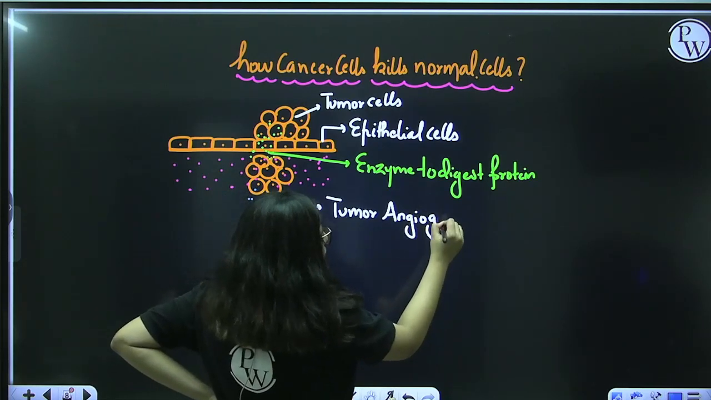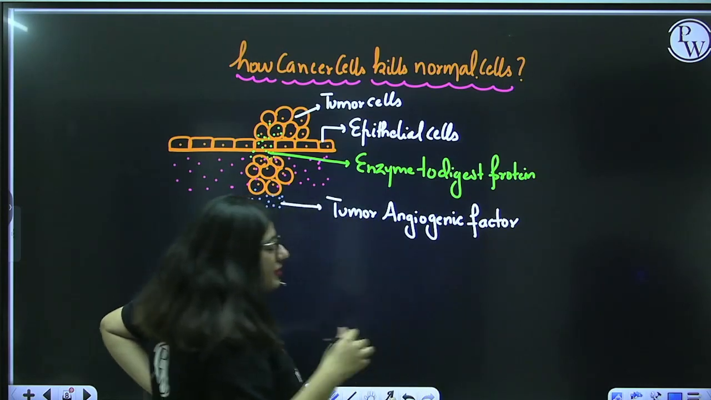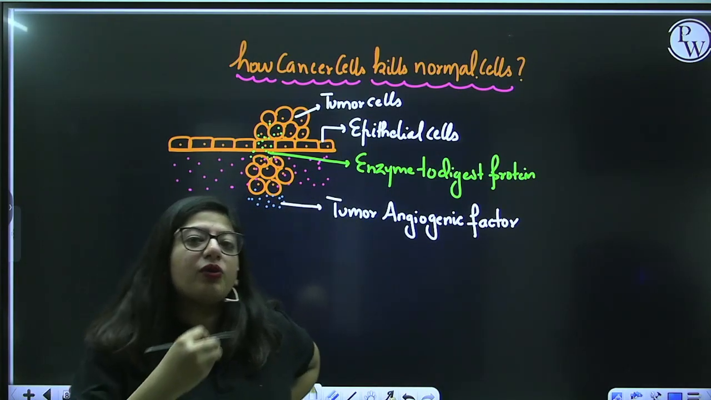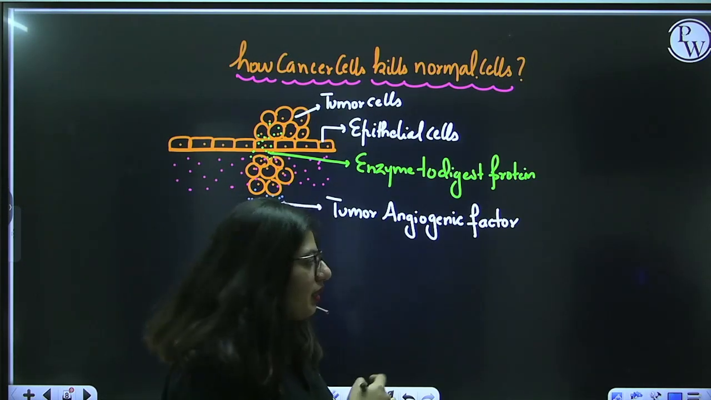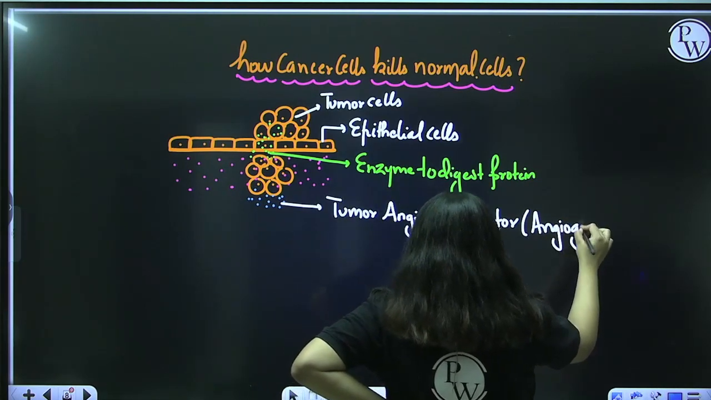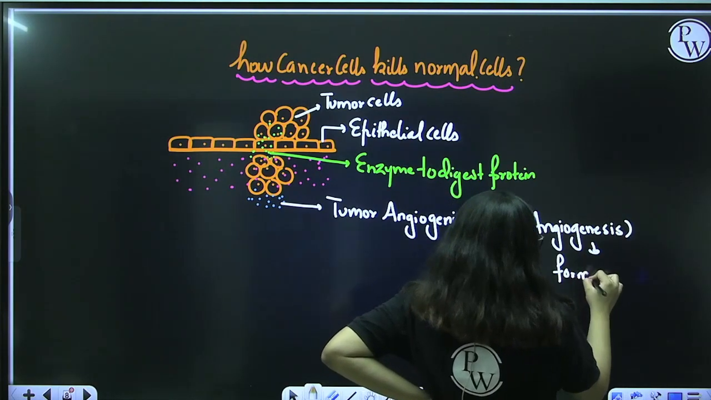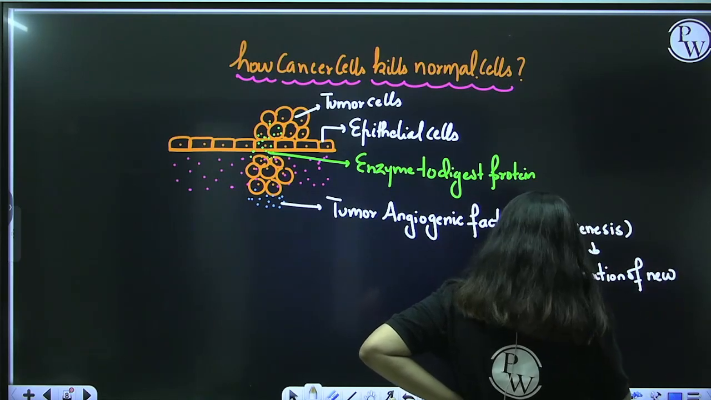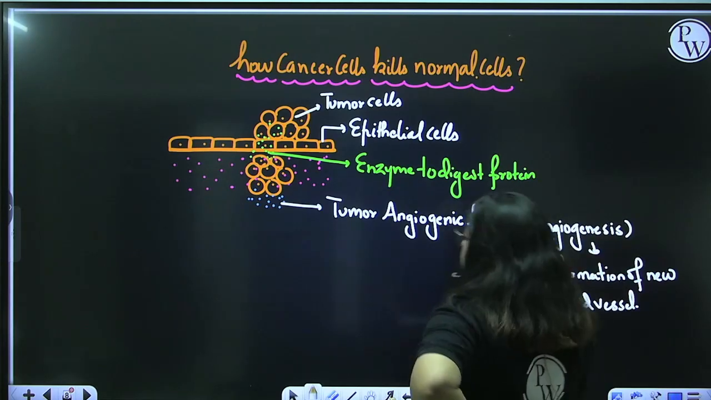Tumor angiogenic factor. What is this tumor angiogenic factor? This is a growth factor that will lead to the formation of new blood vessels, and the process of formation of new blood vessels is angiogenesis. What is angiogenesis? Formation of new blood vessels. Okay, how will it produce new blood vessels?